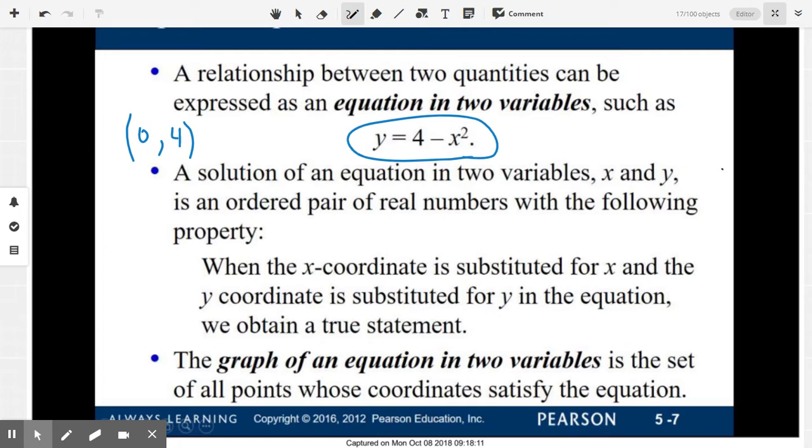Like I said, I could keep doing that. I could put numbers in for X forever and continue to keep getting different points that are on this line or this curve or this graph, however you want to look at it. Okay. What's it say? The graph of an equation in two variables is the set of all points whose coordinates satisfy the equation. So if I were to draw the graph of whatever this is, the graph represents all the points that make this true. It represents all these points, okay?